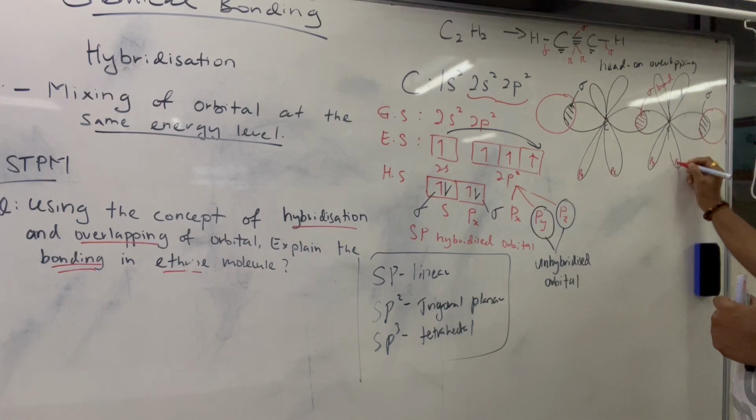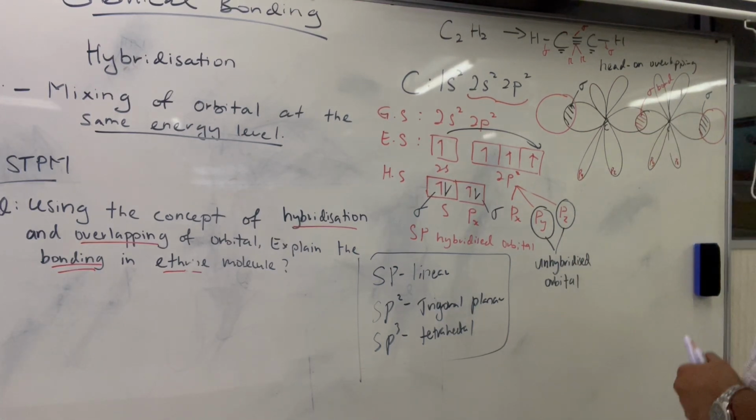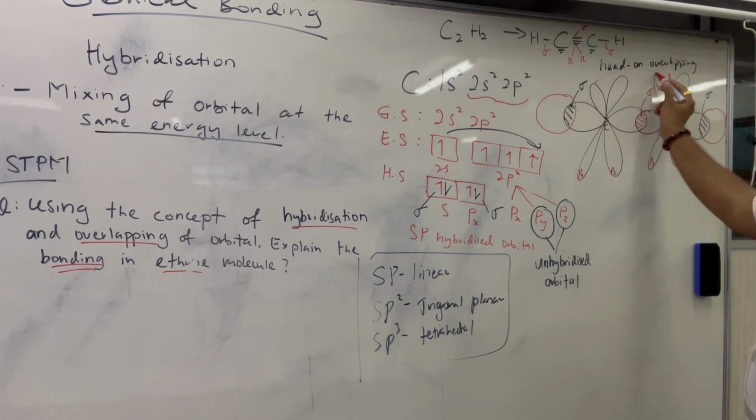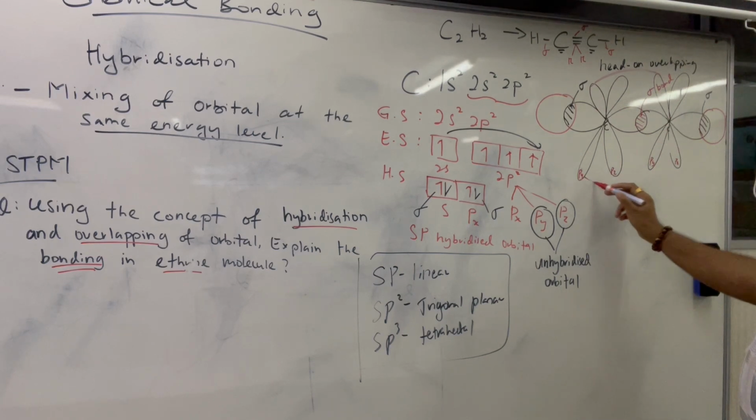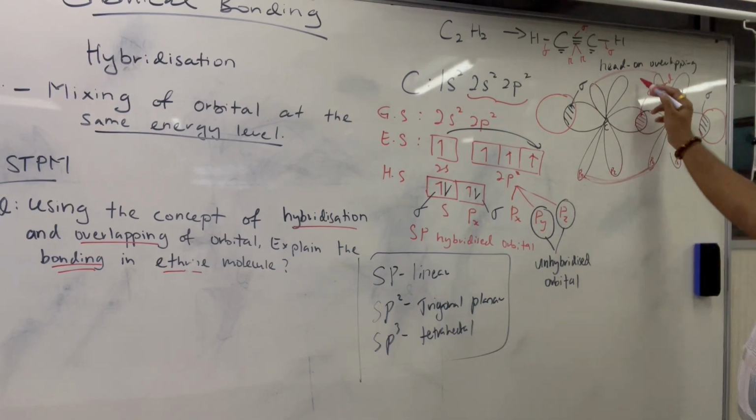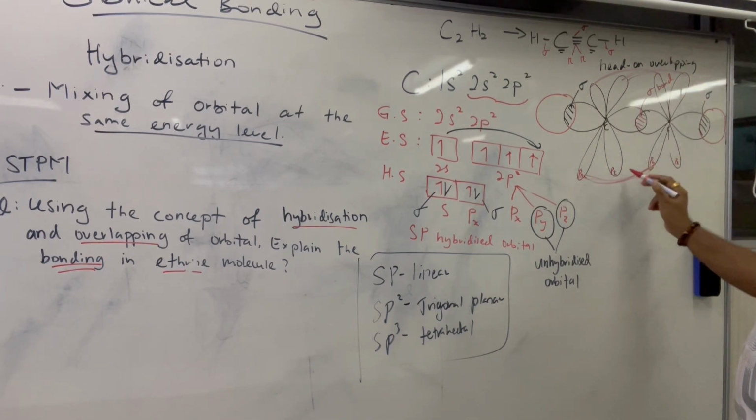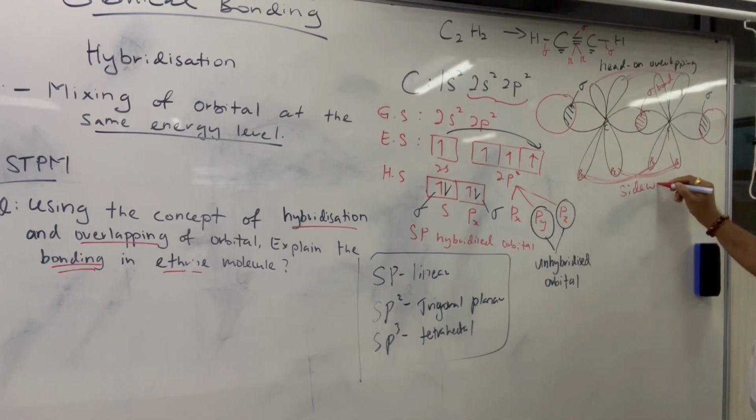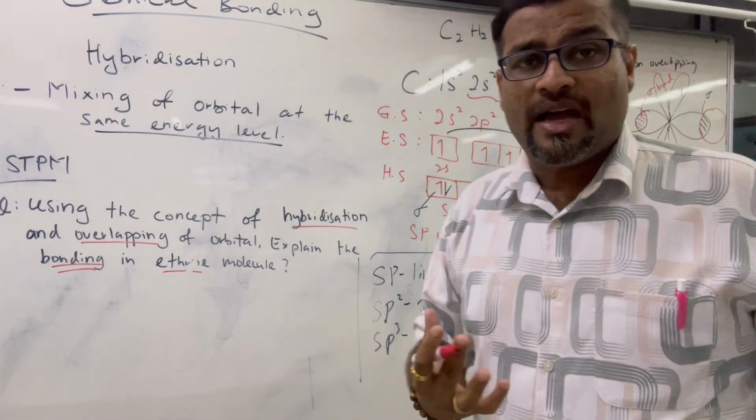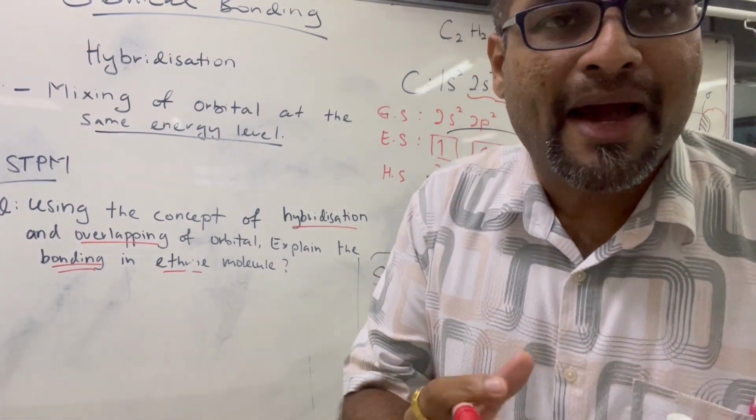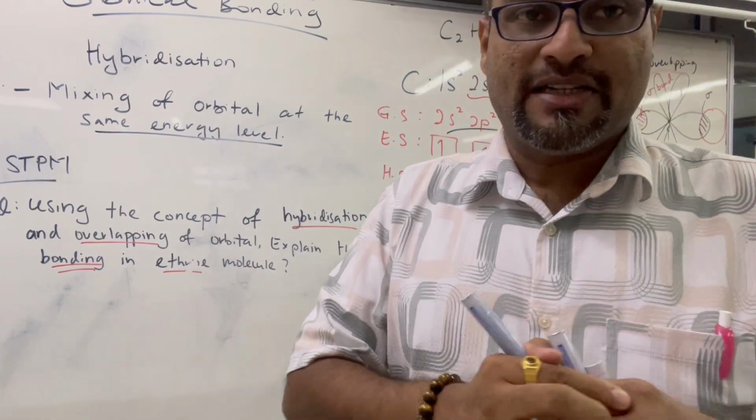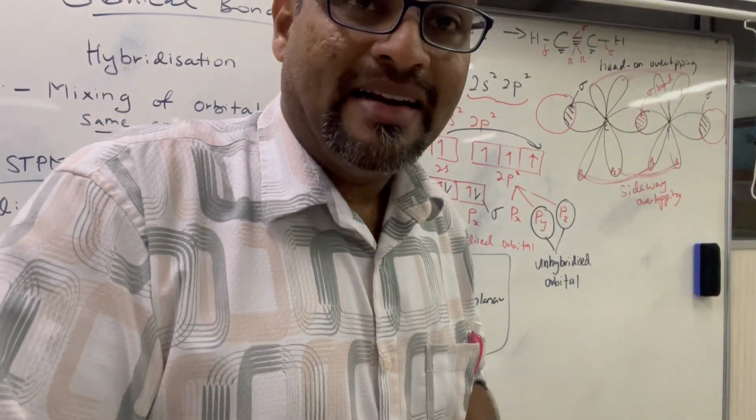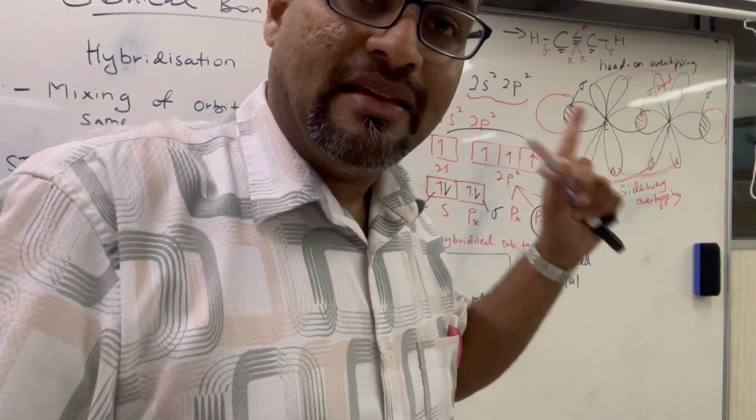Py, pz. So what's going to happen to them? They're going to have sideway overlapping, as you can see here. So this is called sideway overlapping, and sideway overlapping will produce a pi bond. So we're going to have 2 pi bonds and 3 sigma bonds in the ethyne molecule.